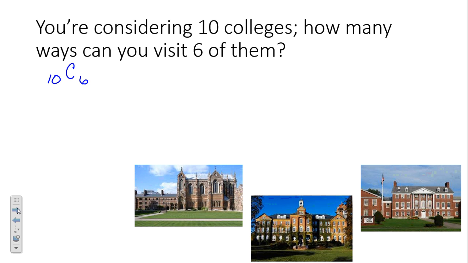Okay? So Kobe, what should I write down if I want to write that out in factorial form? What goes on top? 10 factorial. And now with the combination, what goes on the bottom? 10 minus 6. And then what else goes down there? The 6 factorial, the r factorial. Very good. Okay.